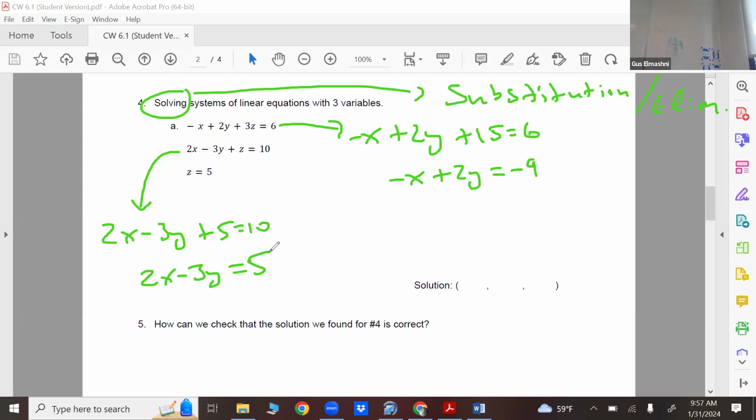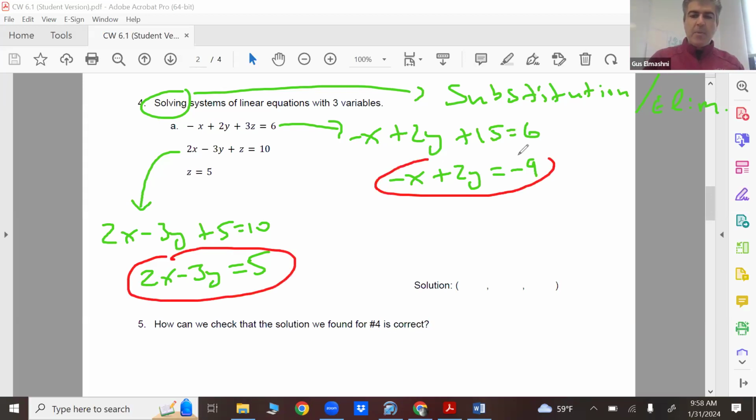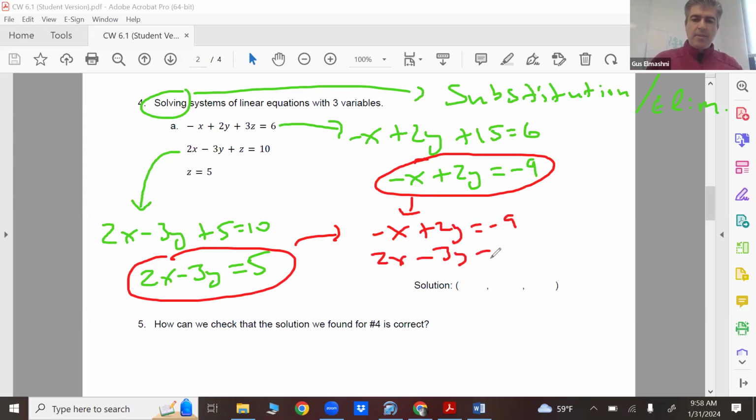We good? Okay. Next up, you have 2 equations and 2 variables. How are you going to do that? What's your process now? There's no one right way. There's several ways you could do it. But now you have to work these 2 out. What thoughts do you guys have? Let me stack them first. Negative x plus 2y equals negative 9. 2x minus 3y equals 5. What do you guys think?